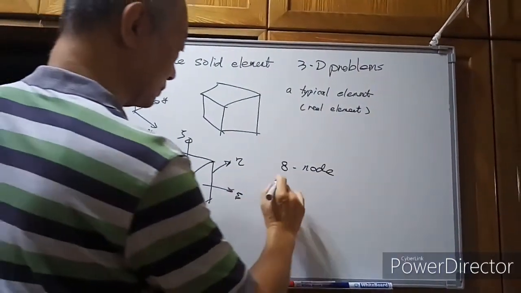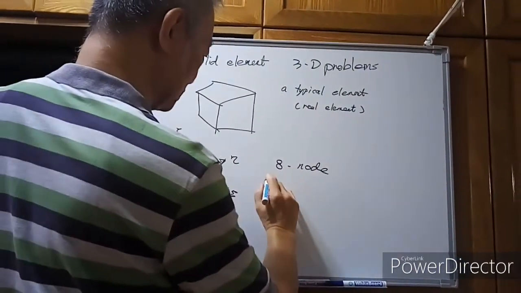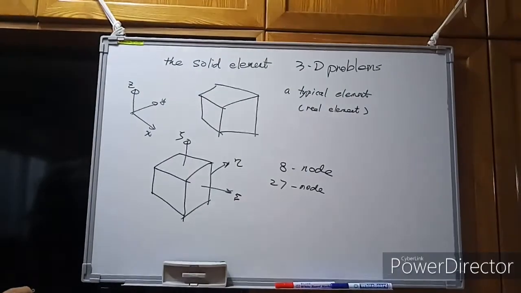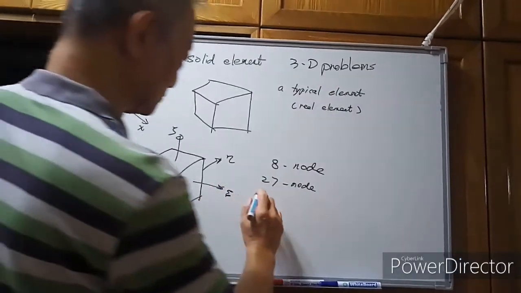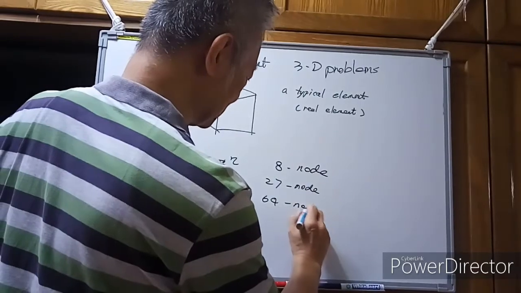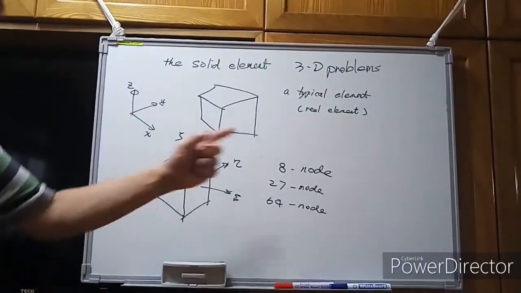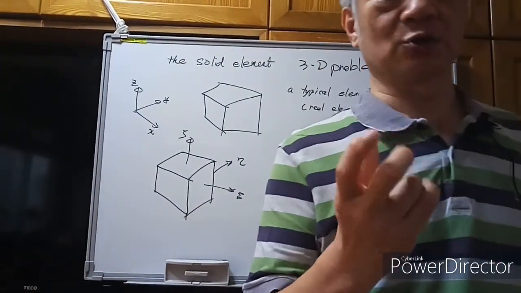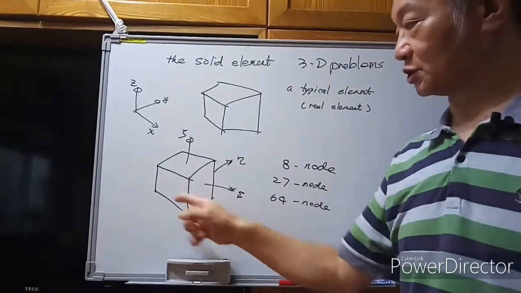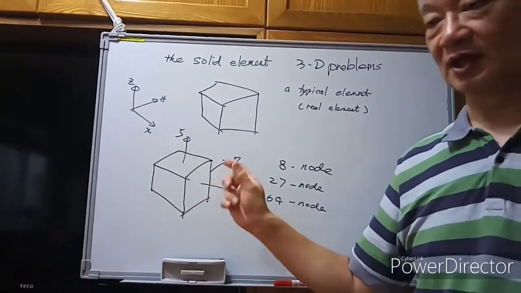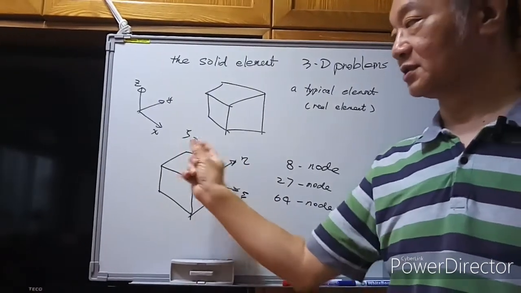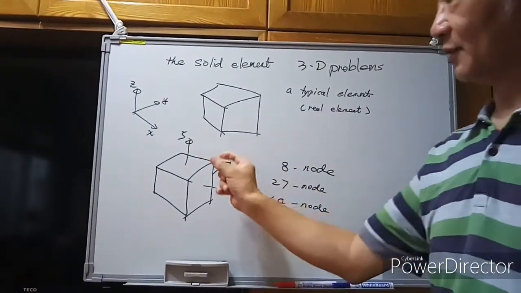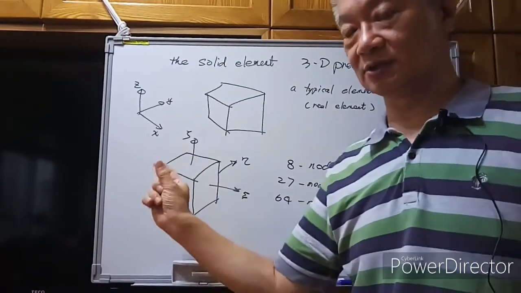Also, we have the 27 node element, and the next one is the 64 node element. What is the 8 node element? The 8 node element means that we use only the corner nodes. So at all the 8 corners of the master element, we define the nodal points located at those locations.